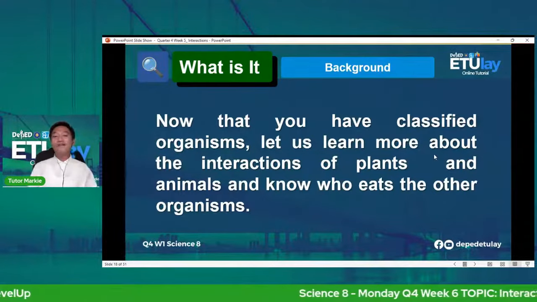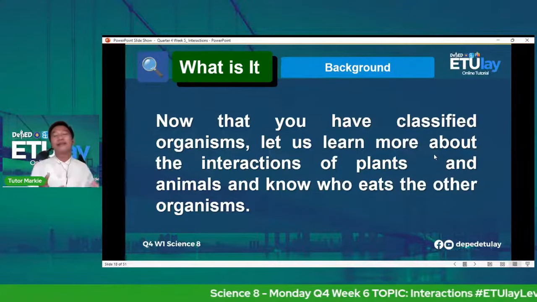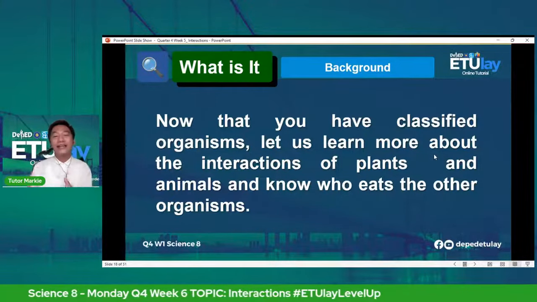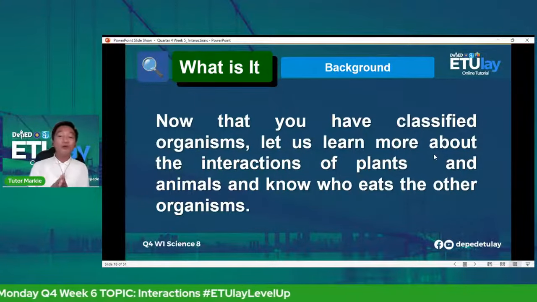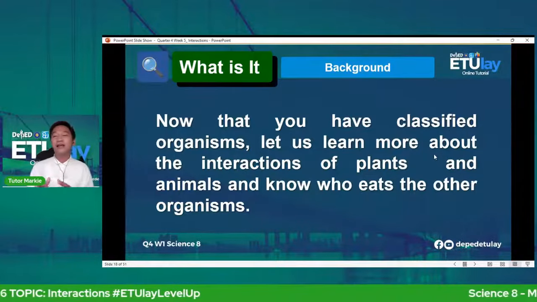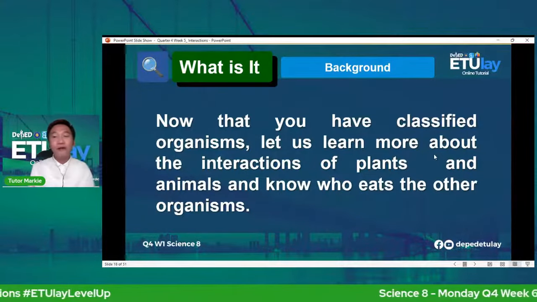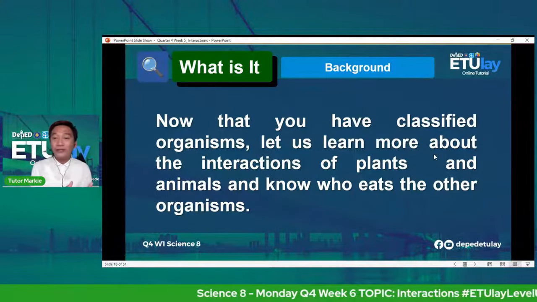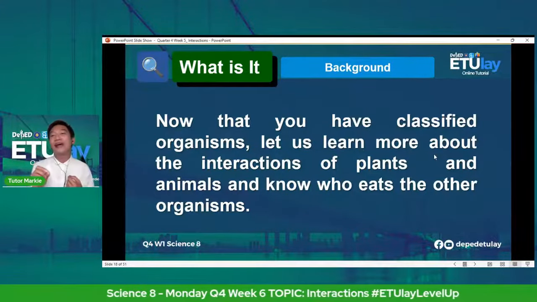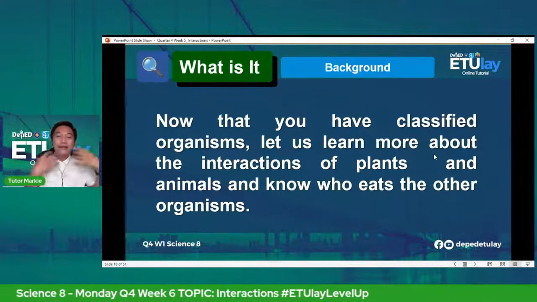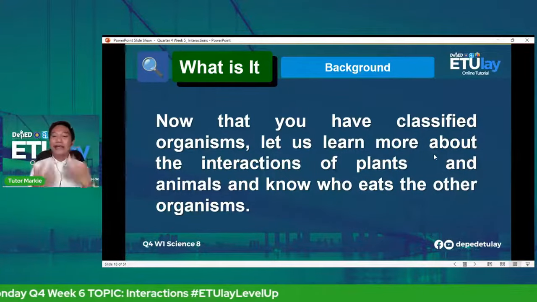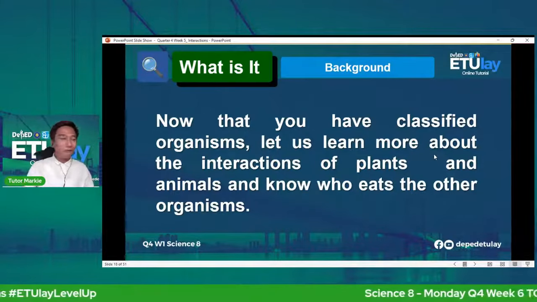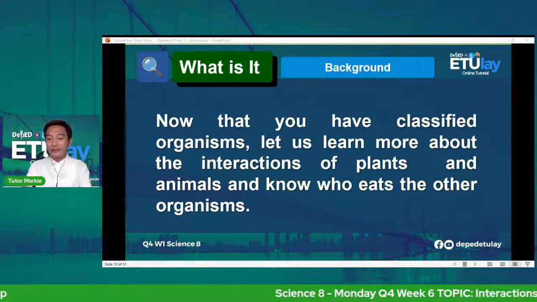Now that you have classified those organisms, let us learn more about the interactions of plants and animals, and who eats the other organisms. Just like what I told you, we are part of the biodiversity, and as part of that, interrelated tayo sa isa't isa. Tayo ay may kailangan sa kanila, sila may kailangan din sa atin. We are interacting with each other. So therefore, there is an interaction.